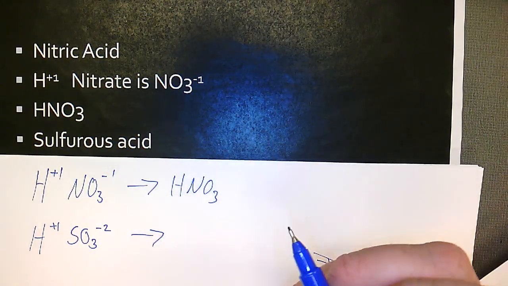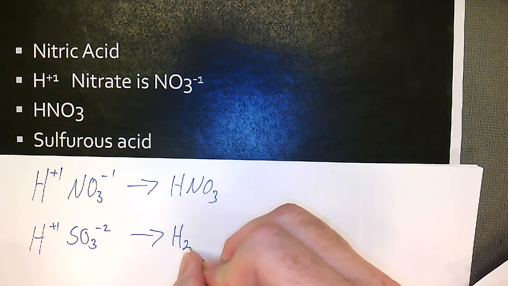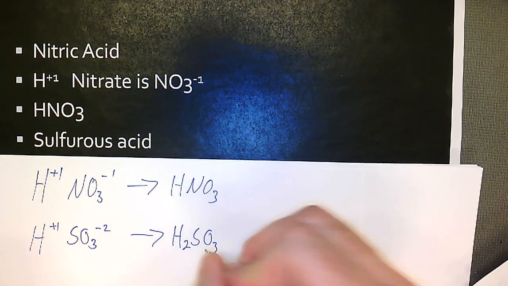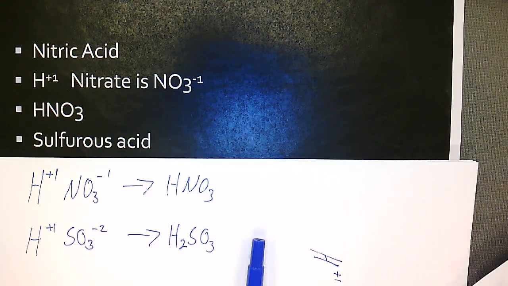So how many hydrogens am I going to need? 2. So this will be H2SO3. Is that too bad? No. After we've done the other stuff, it kind of goes back to being a little easier. Does that make sense? Yeah. All right, especially the prefix method. Oh my gosh. You just write what it tells you.